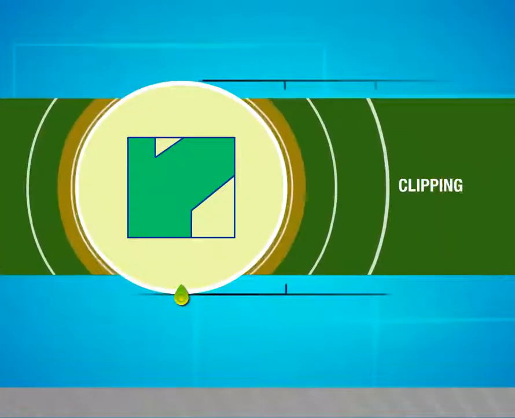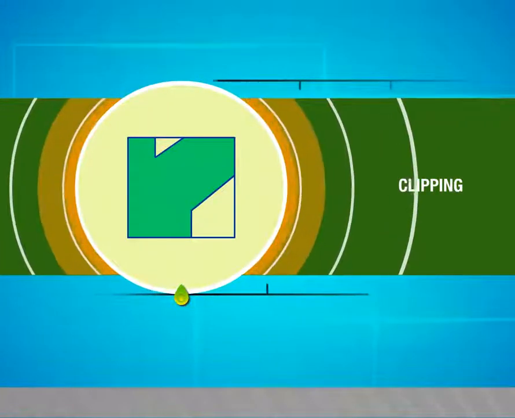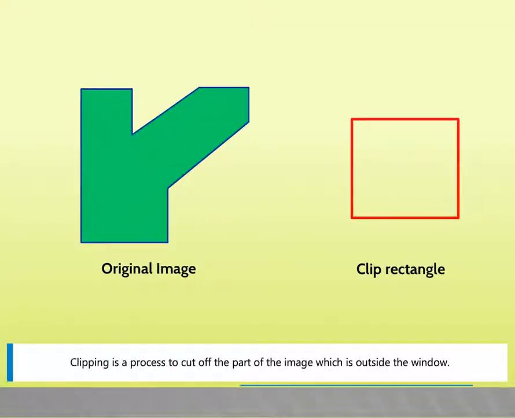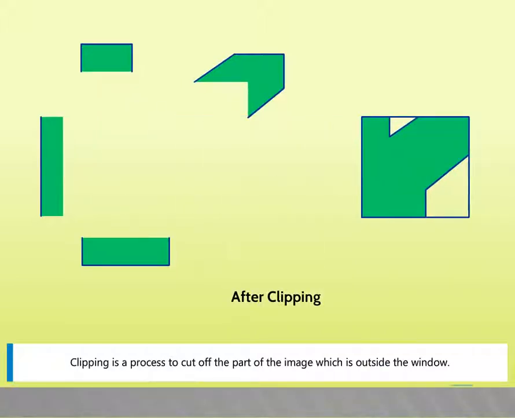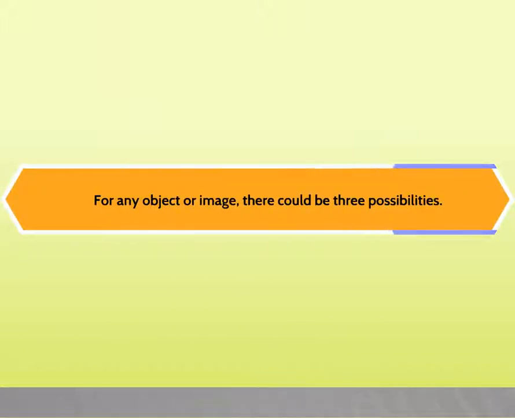Clipping. In this video, we are going to see about clipping. Clipping is a process to cut off the part of the image which is outside the window. For any object or image, there could be three possibilities.